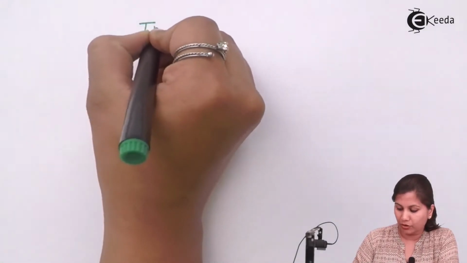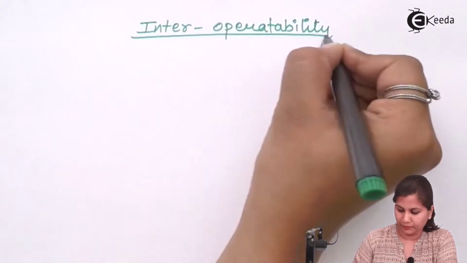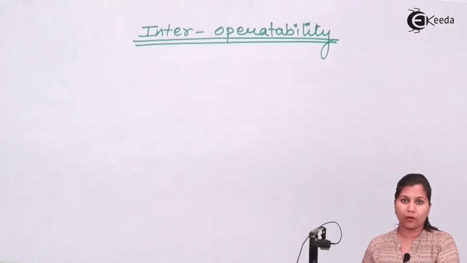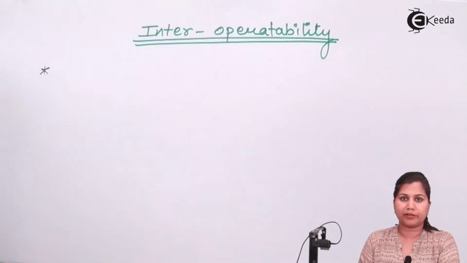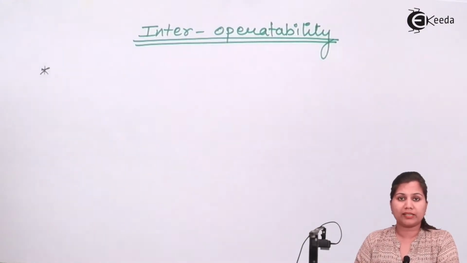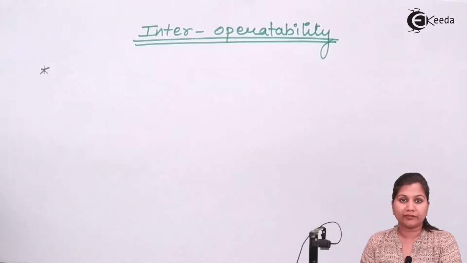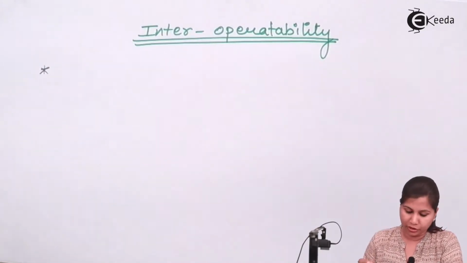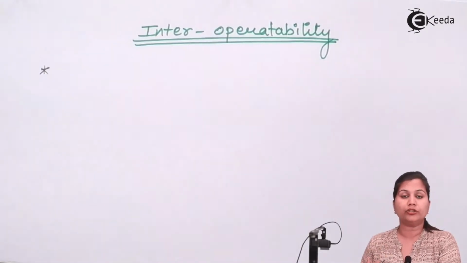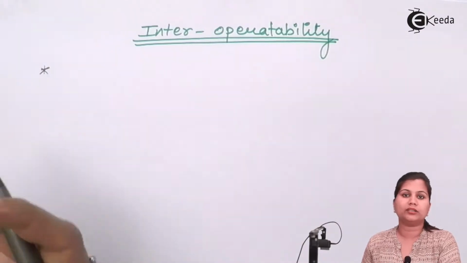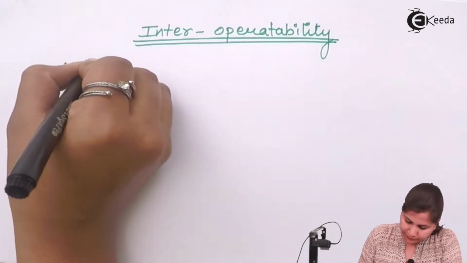Next is interoperability. So the next trend is interoperability. Interoperability means that there are different embedded systems present in the market. Now, if these embedded systems can communicate with each other, if they can interact with each other, then it will be a better thing. So the ability of the systems to work with each other, to share their resources, is called interoperability.